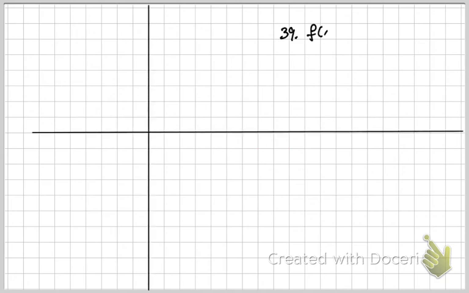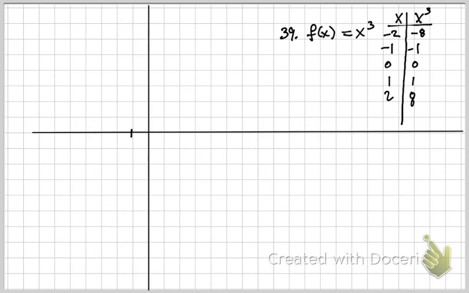So 39, they would like us to graph x cubed. And so we constructed a table in class. Nice numbers to use are some small numbers, and then we'll cube all of those. Okay, and we'll go ahead and plot those points, and then draw what kind of looks like a snake, our cubic function. So there is our cubic function.